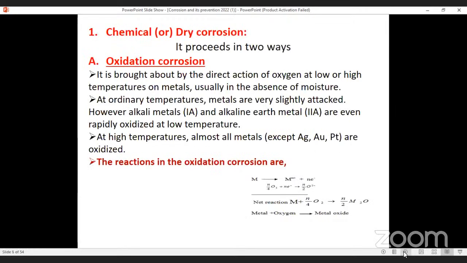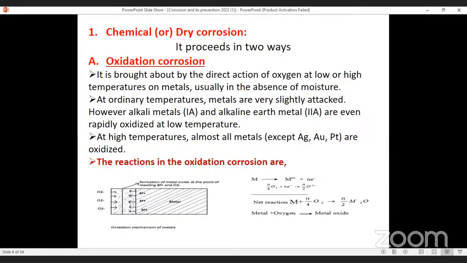So one is what we are calling chemical corrosion or dry corrosion, in which one kind is oxidative corrosion. Oxidative corrosion means the metal is involved in oxidation, which produces metal oxides. Simply see, it is brought about by the direct action of oxygen at low or high temperatures on metals, usually in the absence of moisture.